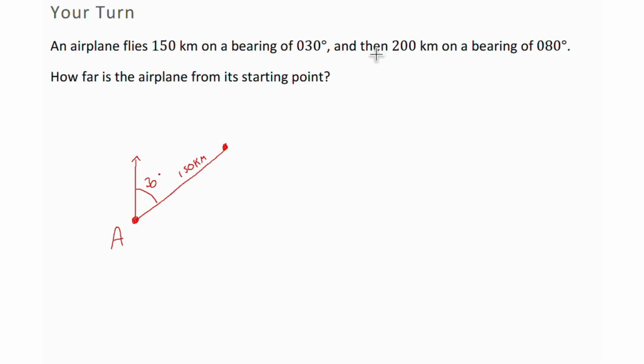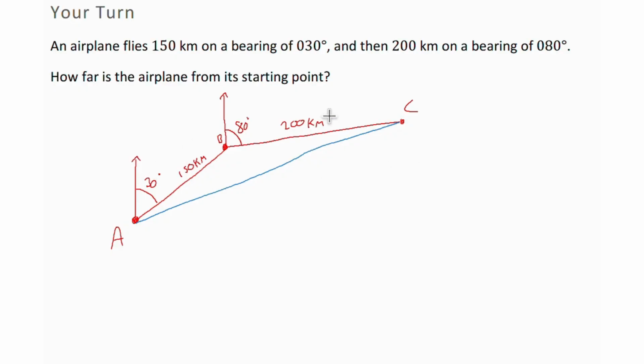It gets to a point and then it starts traveling on a bearing of 80 degrees. So now we travel at 80 degrees, which is something more like this, where that angle there is 80 degrees for 200 kilometers. We call that point B. We call this point C. And we're being asked how far is the airplane from its starting point. So what we actually want to calculate is this distance here from A to C.